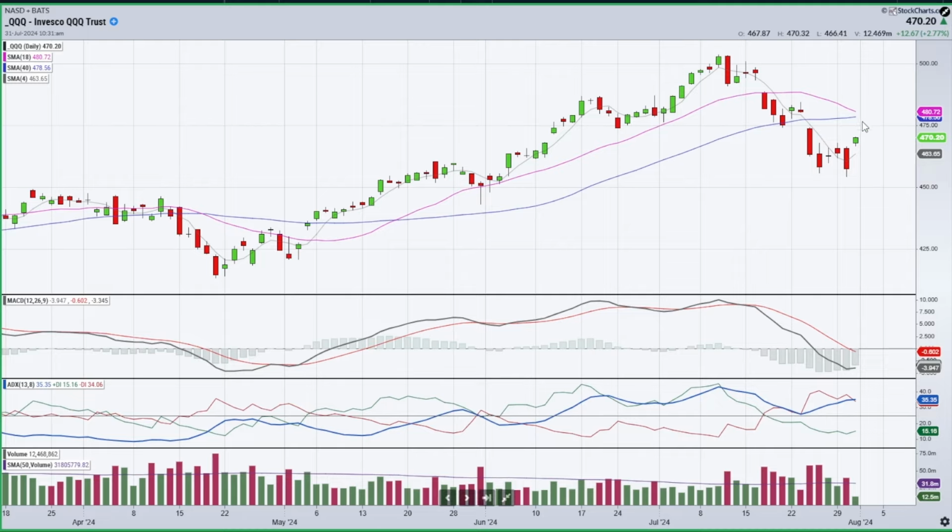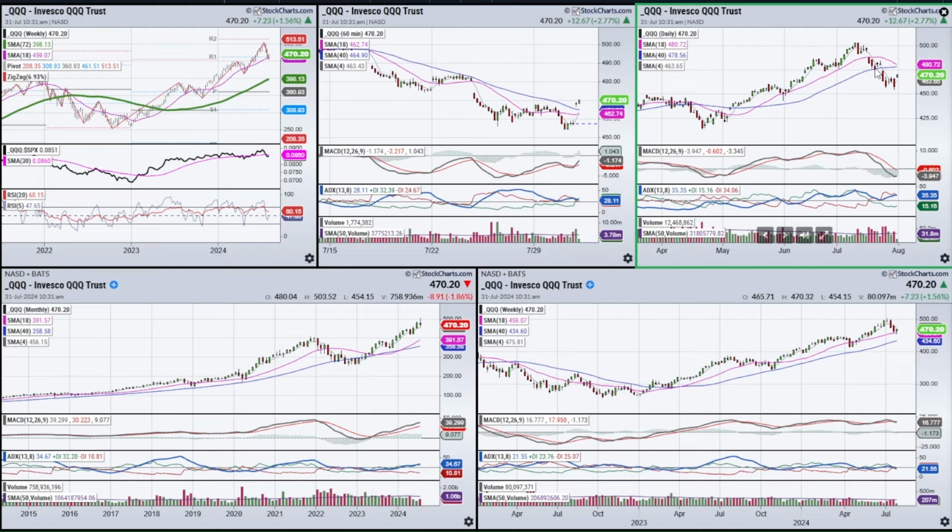Doesn't mean we can't rally. We might actually get up to 475 or something like that. But the likelihood is that we're not going to just go ahead and start a new move to the upside. We're probably going to spend more time kind of fiddling around in here, maybe spend a little time consolidating and allowing the 18-month to catch up.